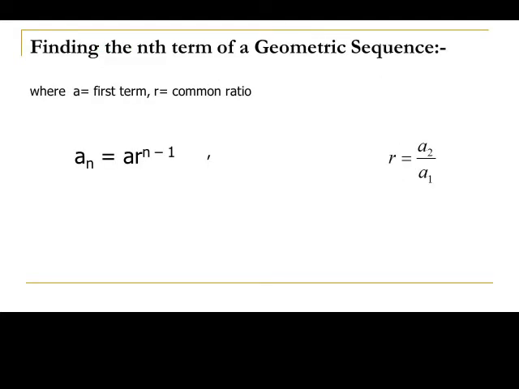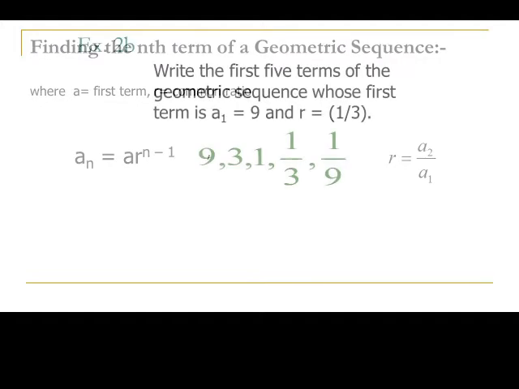Finding another term of a geometric progression, geometric sequence, where A is the first term and R is the common ratio, then the nth term of the geometric progression is A into R raised to the power n minus 1, where R is the ratio of consecutive terms, meaning we can say A2 upon A1.